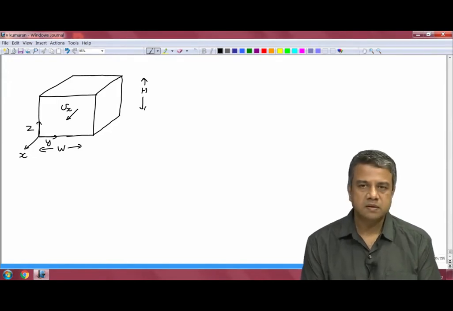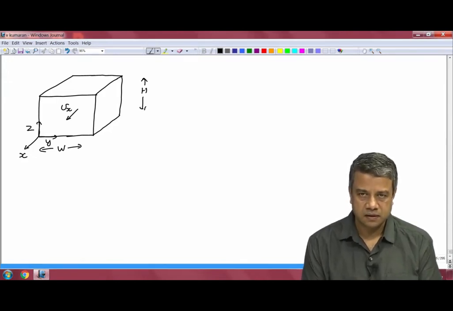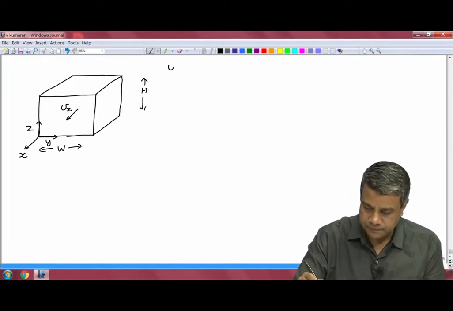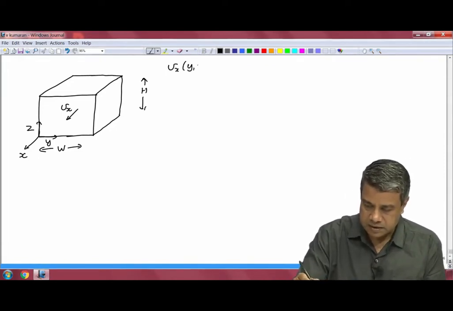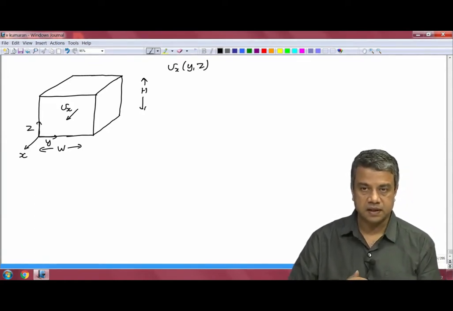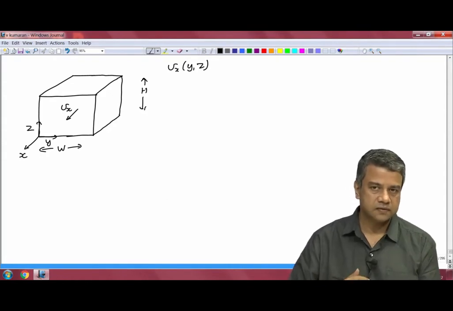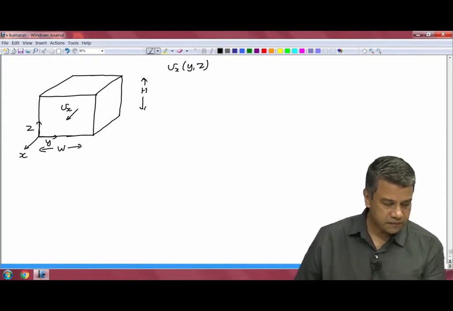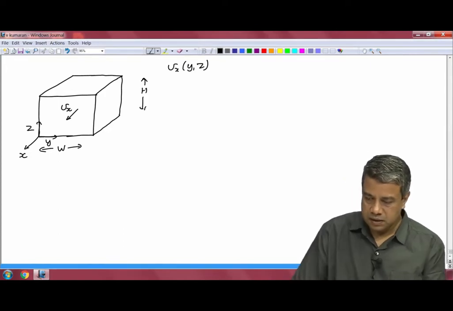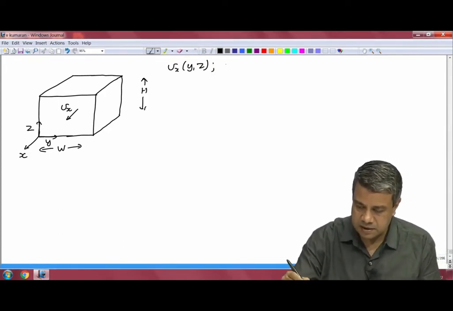The flow is assumed to be steady and unidirectional, which means that Vx is only a function of the y and z directions, fully developed. Therefore, there is no variation in the velocity in the x direction. And this is driven by a pressure gradient dP by dx.